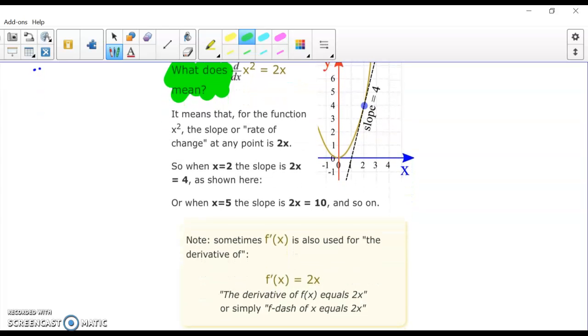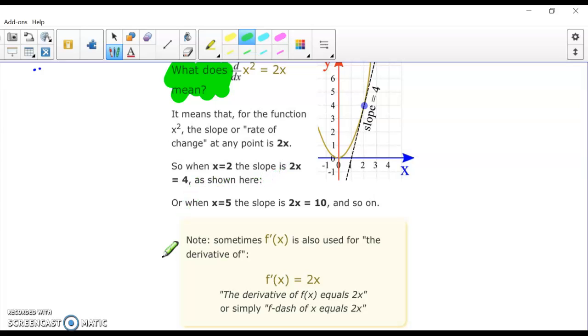It means that for the function x squared, you can see here this parabola is x squared. You know how to draw that. The slope, or the rate of change, at any point on this curve is 2x. That's what the derivative means. The rate of change is 2x.